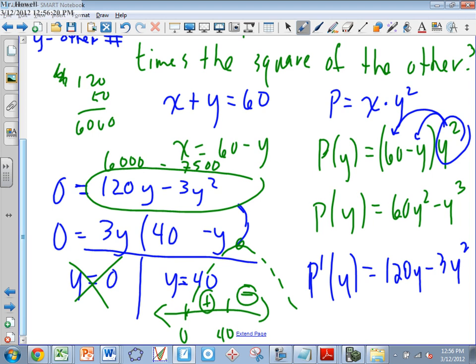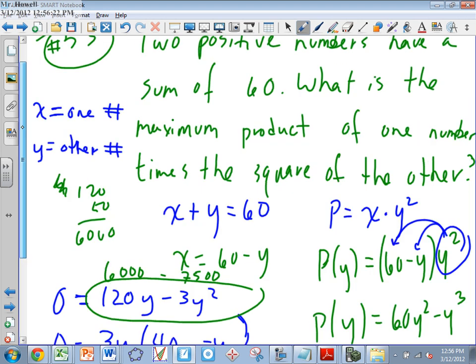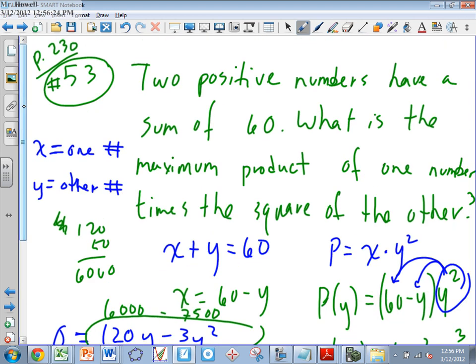Remember, this is y. If y is 40, take a look. Don't plug it back in over here. Plug into the constraint. Because look, if y is 40, what's x? 20. 40 and 20 gives you 60, right? Again, we got y equals 40 as our answer. If y is 40, then x is going to be 20 automatically.